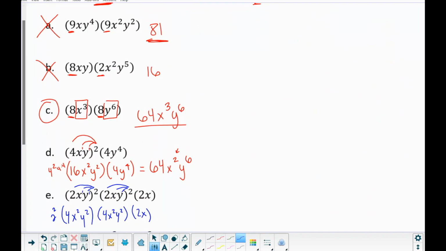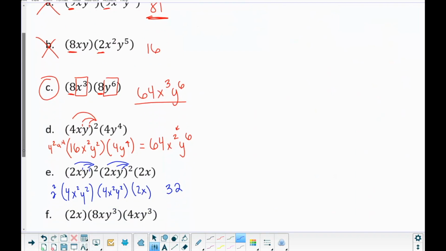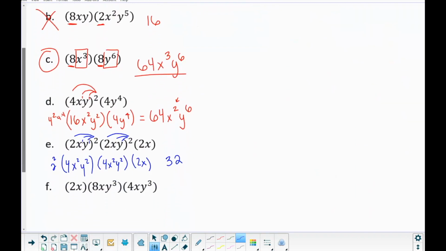So now let's look here. Now we multiply all of these together. So let's go one by one. 4 times 4 is 16 times 2 is 32. Well, I'm not really looking for a 32, so that is not going to work either.